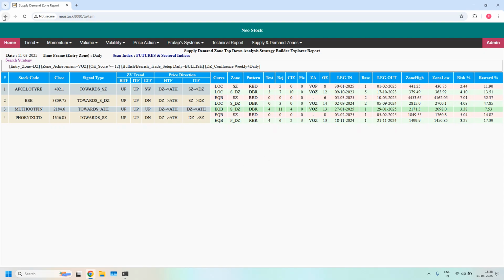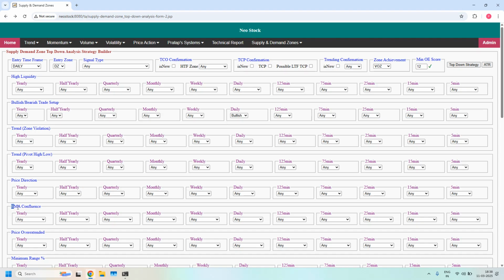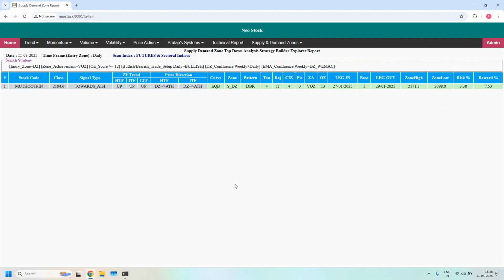Let's verify how many of these stocks are available in the EMA confluence at a weekly time frame, because daily zone is overlapped with weekly. That's why we are checking weekly demand zone having weekly EMA confluence. With this filter, we got 1 stock. So this is an even more high probability trade setup supported stock to get the success. That's why it is already tested several times.